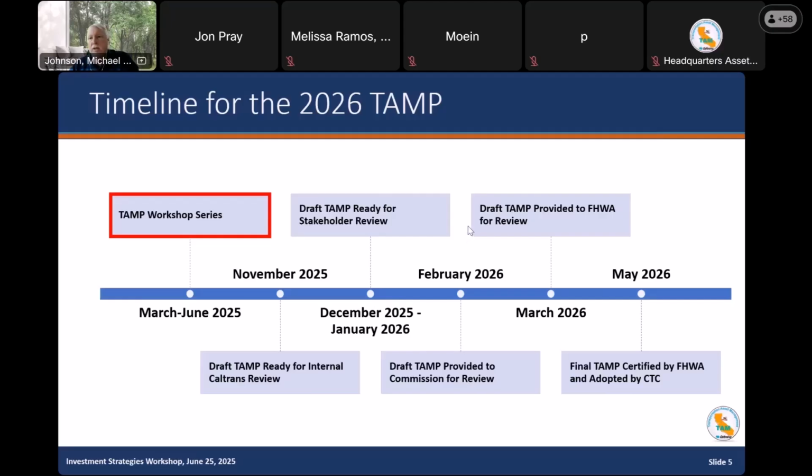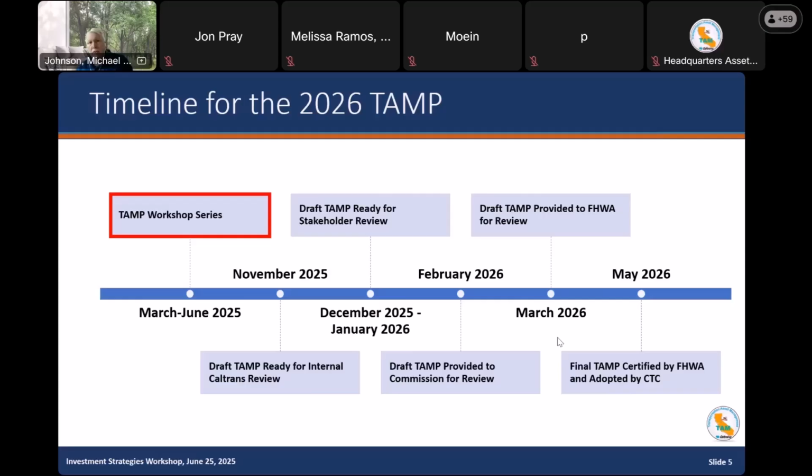We also have to provide the draft to the Federal Highway Administration for their review, because in this case, we have one document that has to be essentially certified by the federal government and adopted by the commission both. So I've described this before as kind of threading a needle here, but we do have these two different oversight groups that look at the transportation asset management plan for California through different lenses.